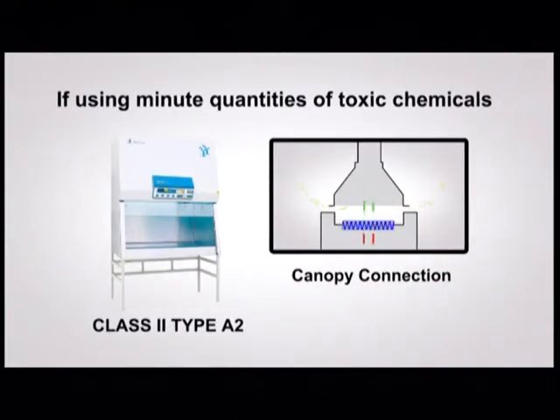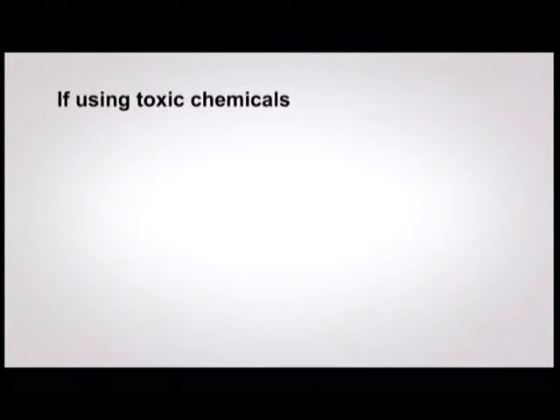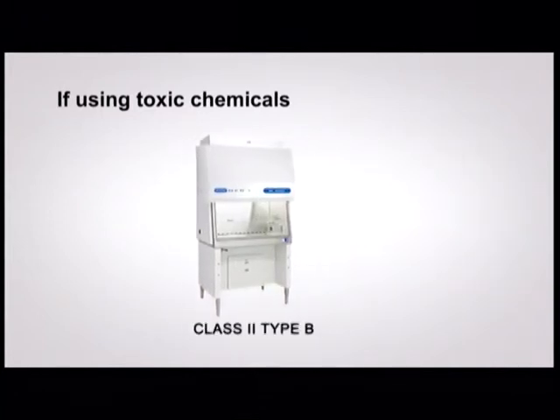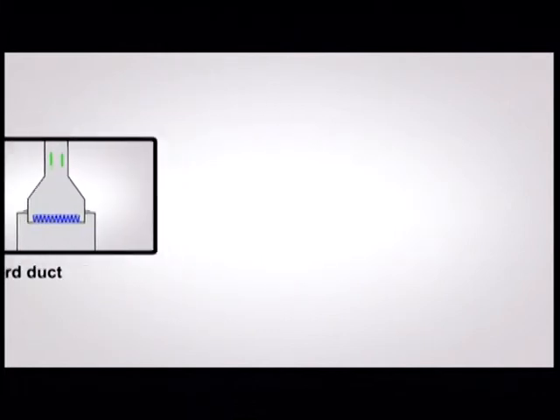If work is being done with biological agents treated with minute quantities of toxic chemicals, the Class 2 Type A2 should be selected, and the BSC must be properly vented outside through a canopy unit. If work occurs on biological agents treated with toxic chemicals required as an adjunct to microbiological studies, the Class 2 Type B BSC should be selected and must be hard ducted to an external exhaust system.